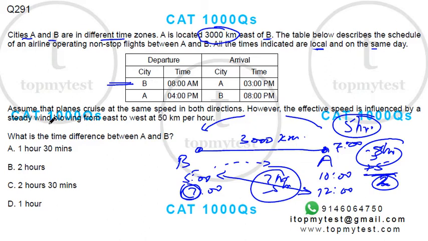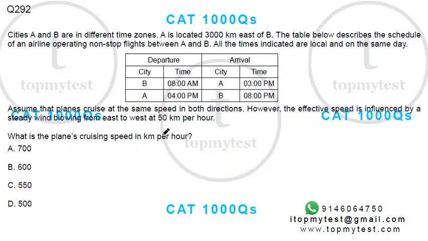There is another variable here. Assume that the planes cruise at the same speed in both directions. However, the effective speed is influenced by a steady wind blowing from east to west at 50 kilometers per hour. There are two questions. What is the time difference? And the second question is, what is the plane's cruising speed per hour? Okay, so let's draw this again. So B is here, A is here.